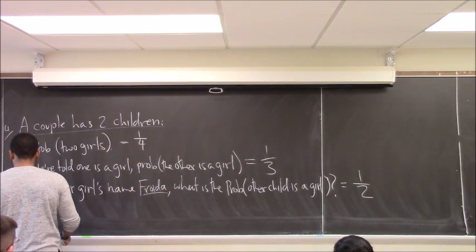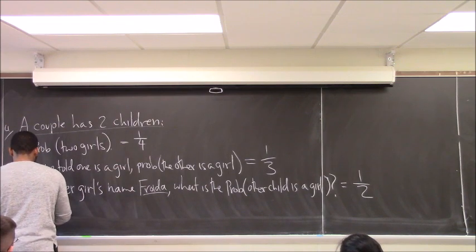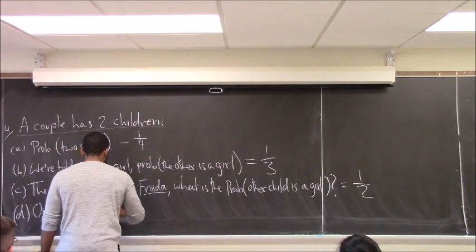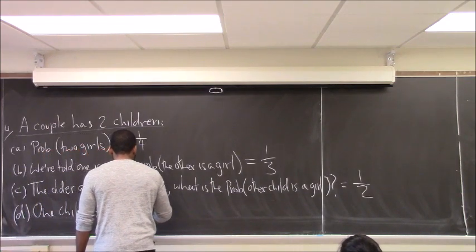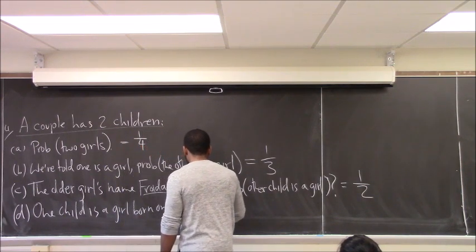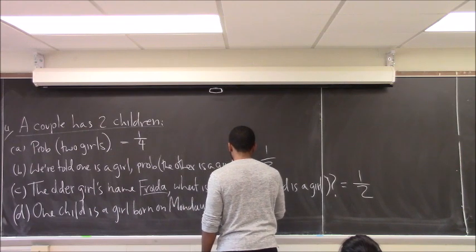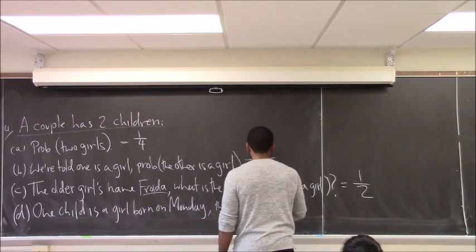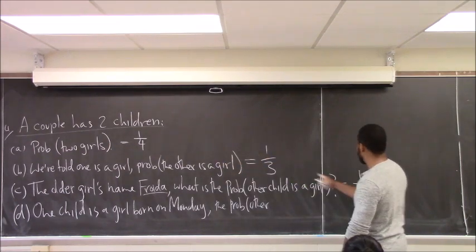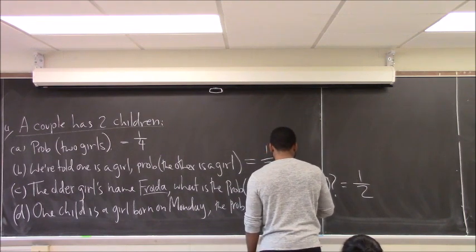Here's another situation. One child is a girl born on Monday. Let's say you know what day one of the girls was born. What is the probability the other is a girl? 1/5. No, I'm gonna say 1 out of 7 because there's 7 days in a week.